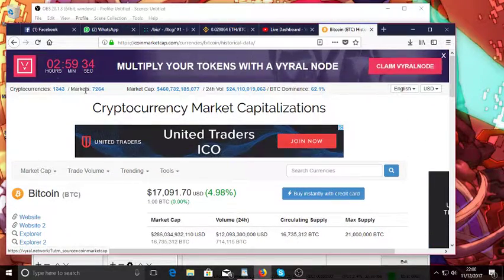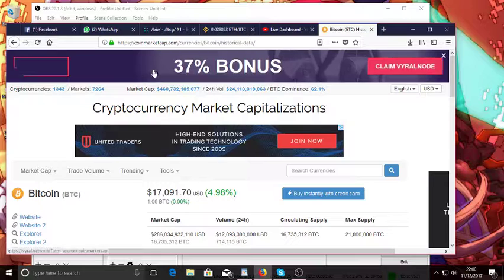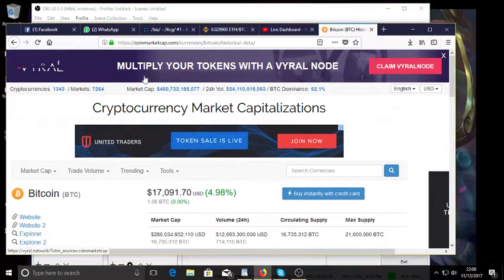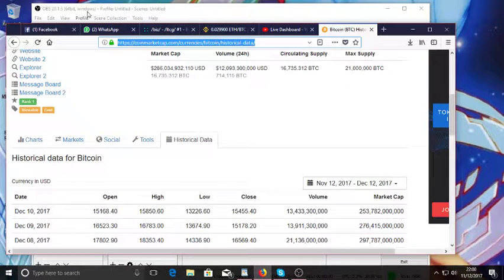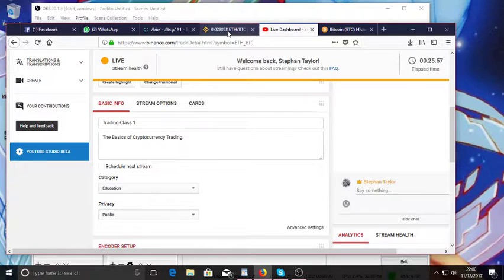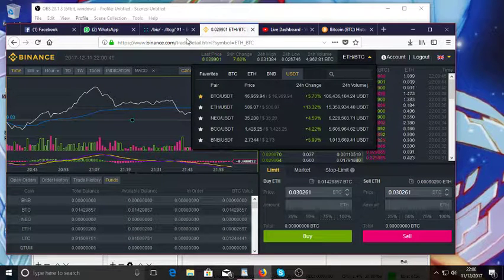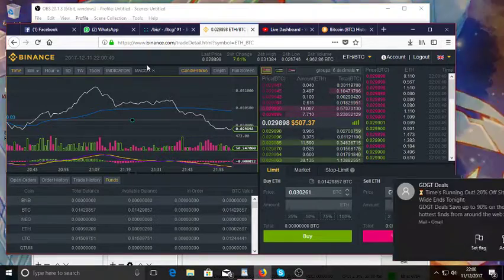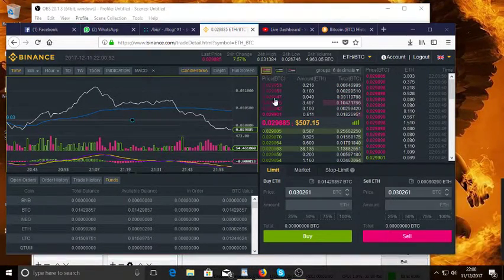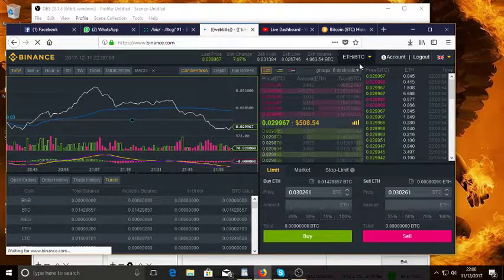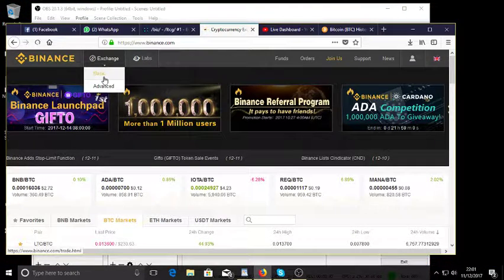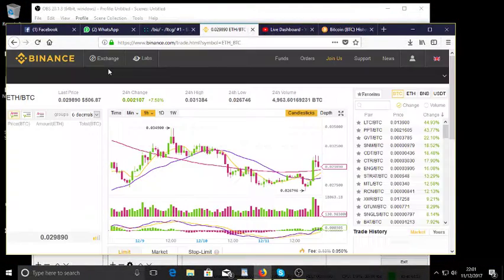Okay, so that's it for CoinMarketCap. CoinMarketCap is a really good site to use. I recommend it. So let's just go over what we learned today, because we only have like 5 minutes left.